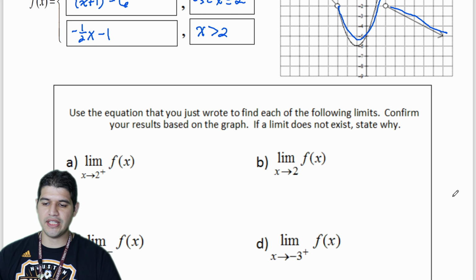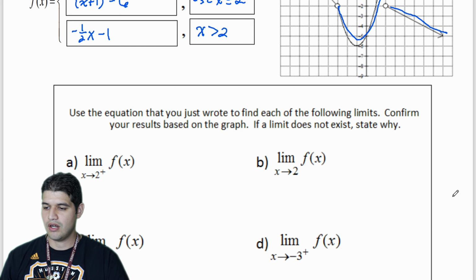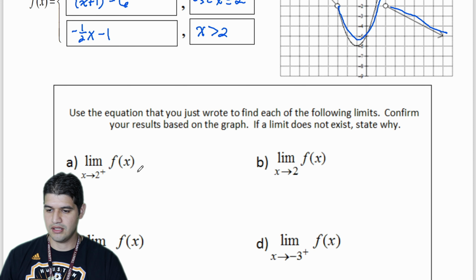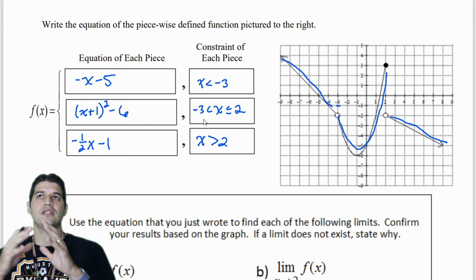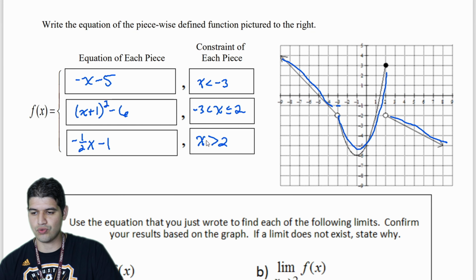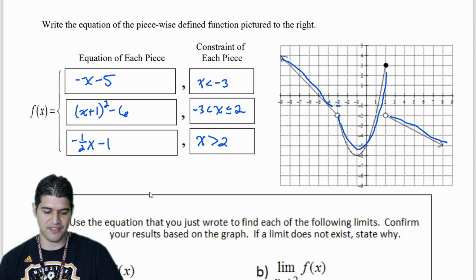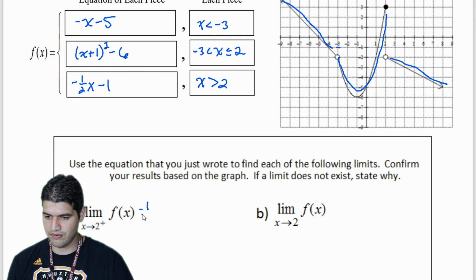So if I'm using the limit of f of x as x approaches 2 from the right, all I need to do is use values to the right of 2, which are greater than 2. So I'm going to use that function, and I'm just going to substitute in a 2 now. So -1/2 times 2 minus 1 equals, the 2's divide out, so -1 minus 1 is -2.